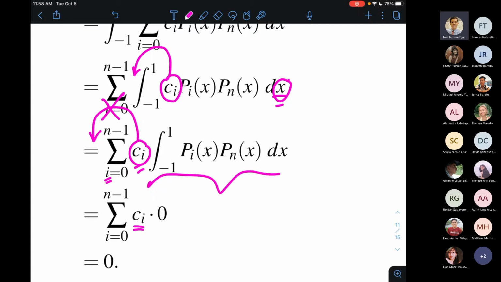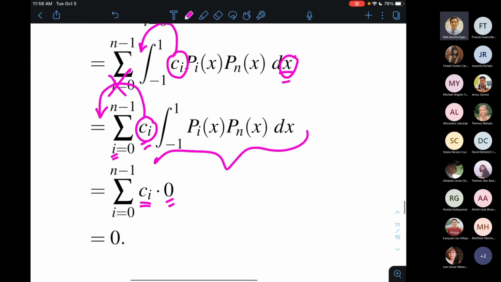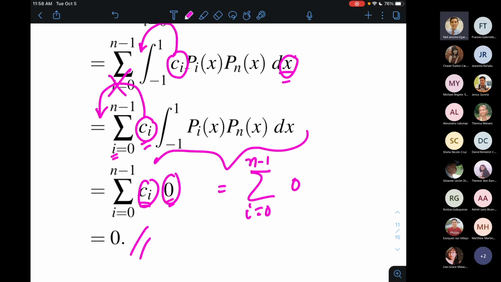But true enough, this integral luckily is 0 by the orthogonality of the Legendre polynomials among themselves. So kaya times 0 na to, constant times 0, 0 lang siya. So ito ay sum ng mga 0 from 0 to n minus 1. So we get 0. Okay? So is that clear? Opo, sir. Very clear po. Thank you.